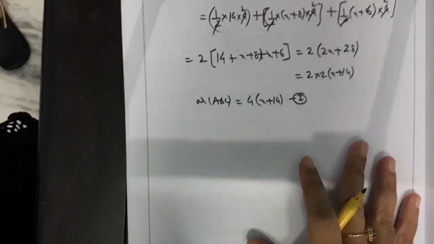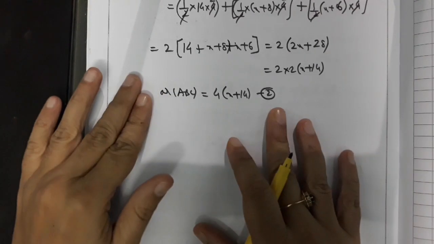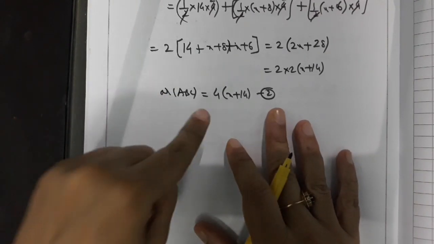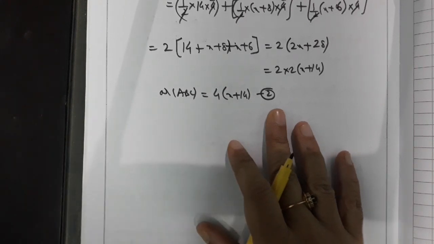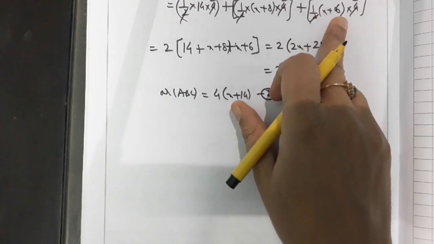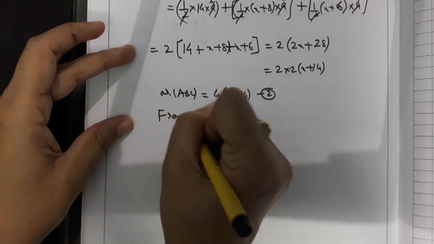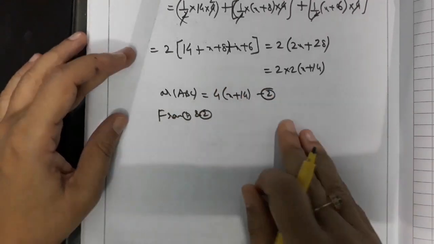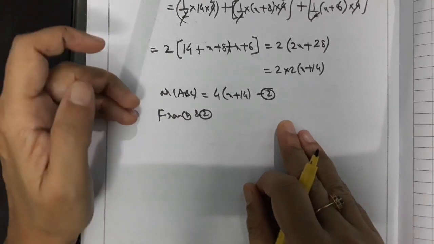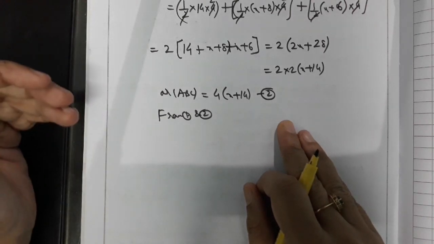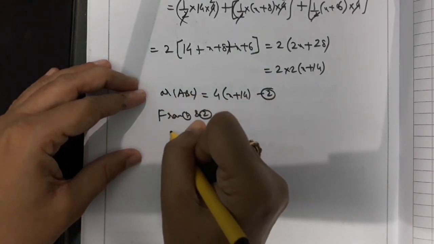So in equation 1 we had found out area of this triangle ABC by Hero's formula, and here we have found out the area of the same triangle ABC by adding the area of these three triangles. So since equation 1 and equation 2 both give the area of triangle ABC, definitely the areas would be equal. So let us equate it.